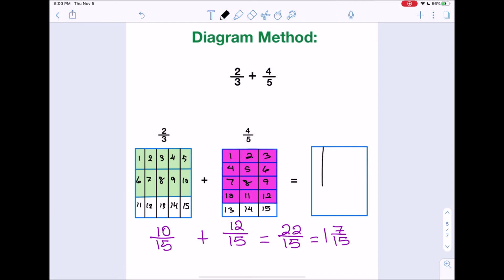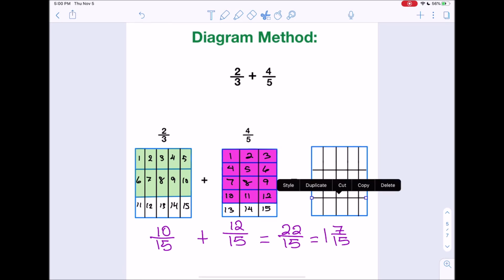We could divide up a rectangle into 15 parts. One, 2, 3, 4, 5, and then 1, 2, 3. This is just a quick sketch. Okay, now I'm going to move my rectangle so it's more evenly distributed.